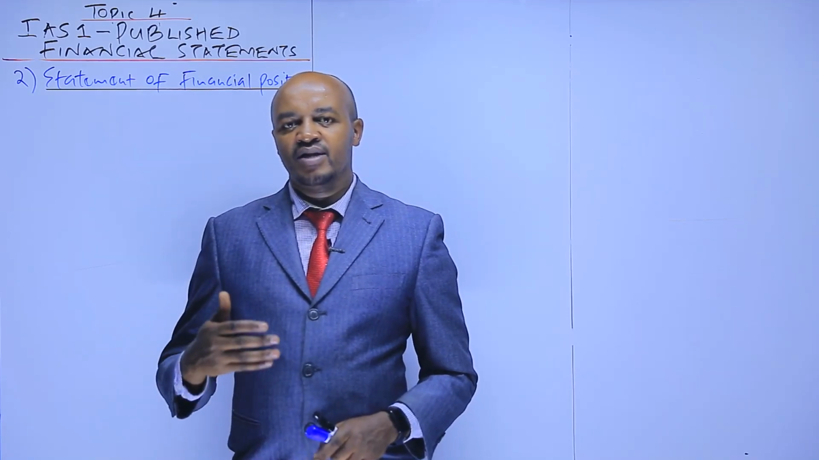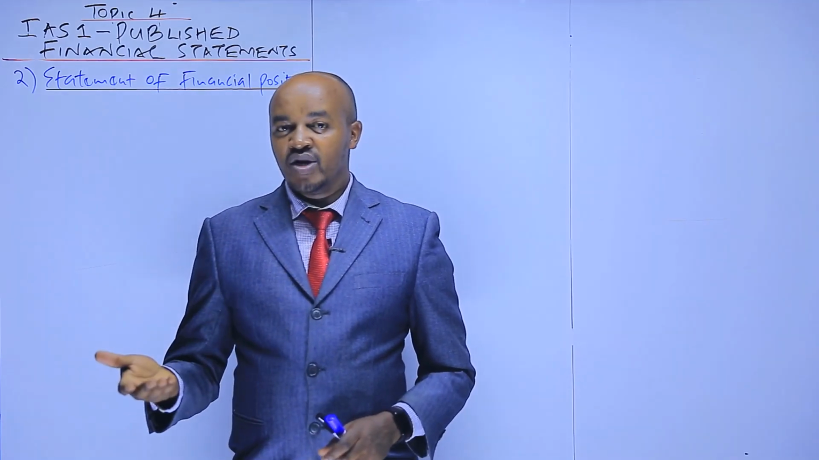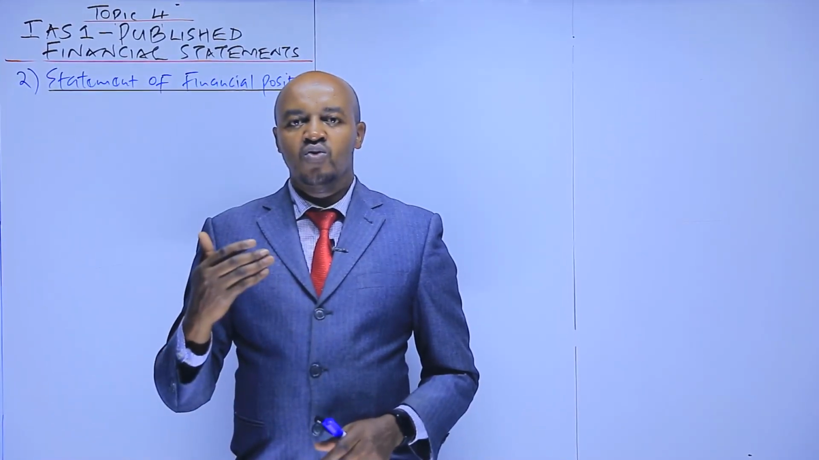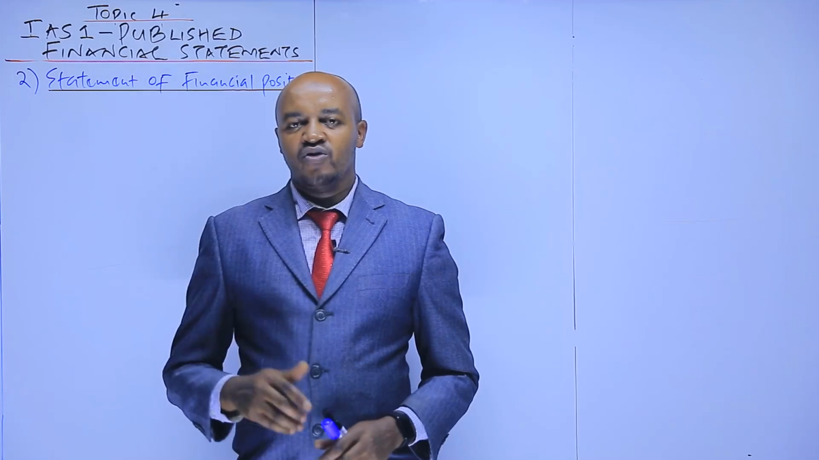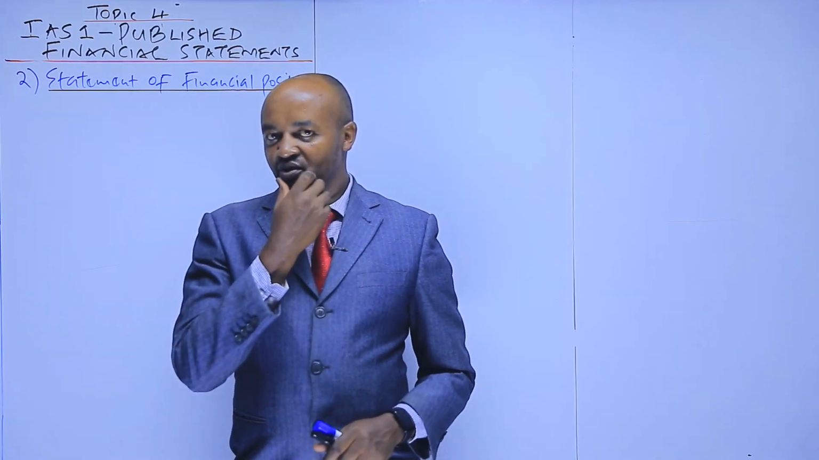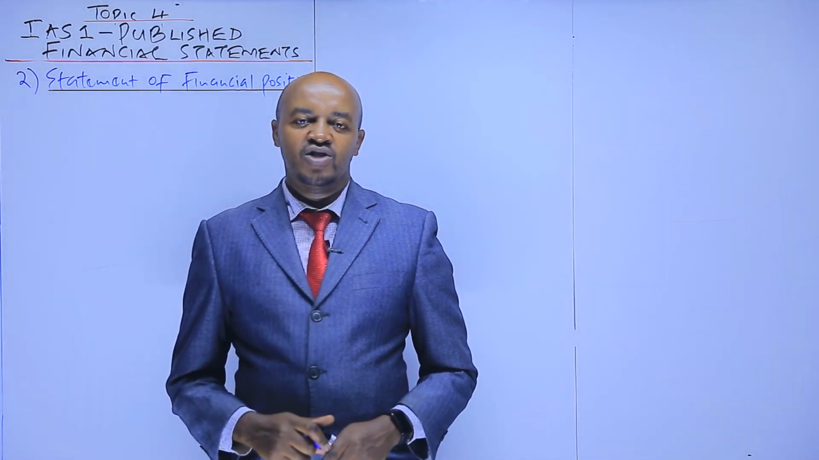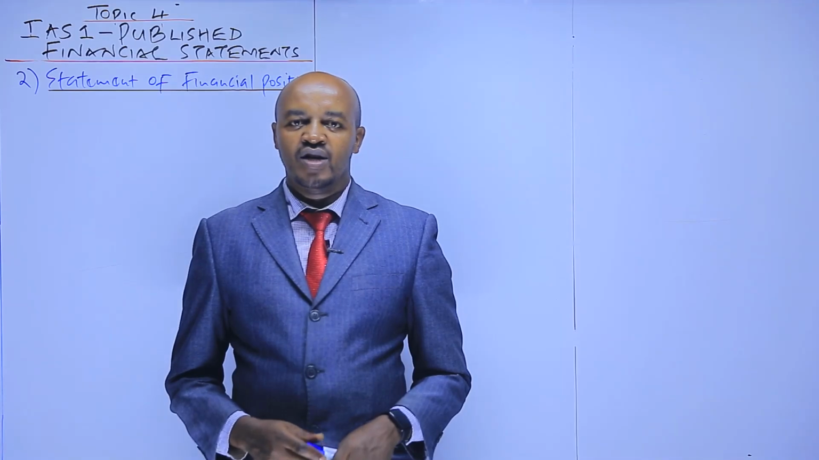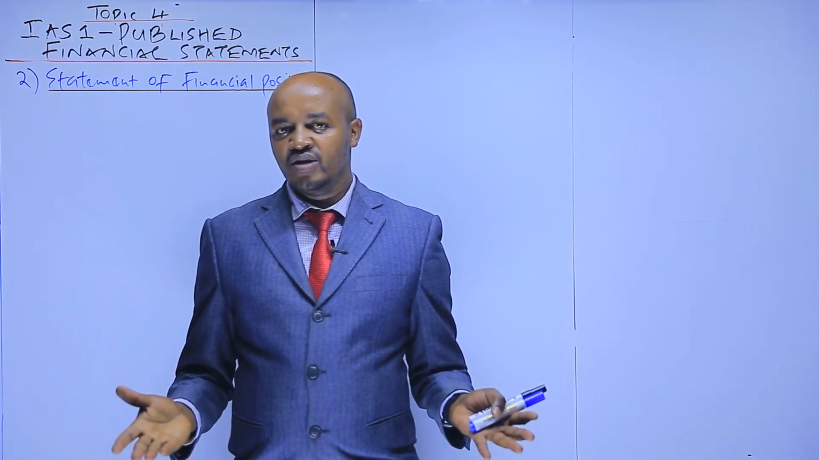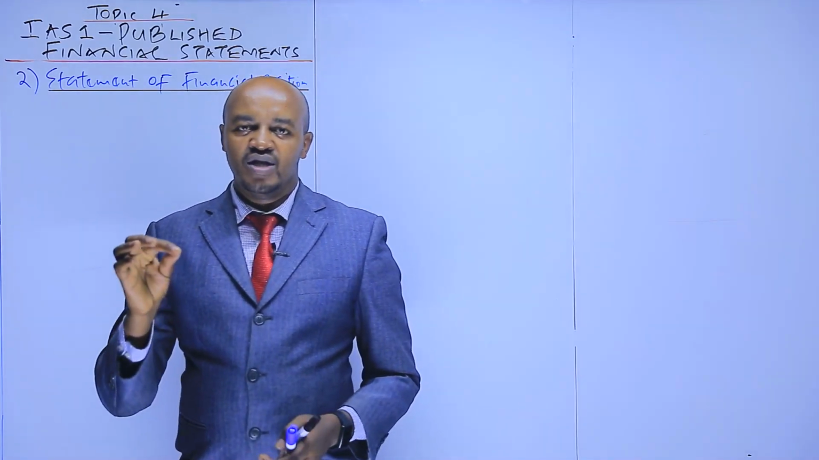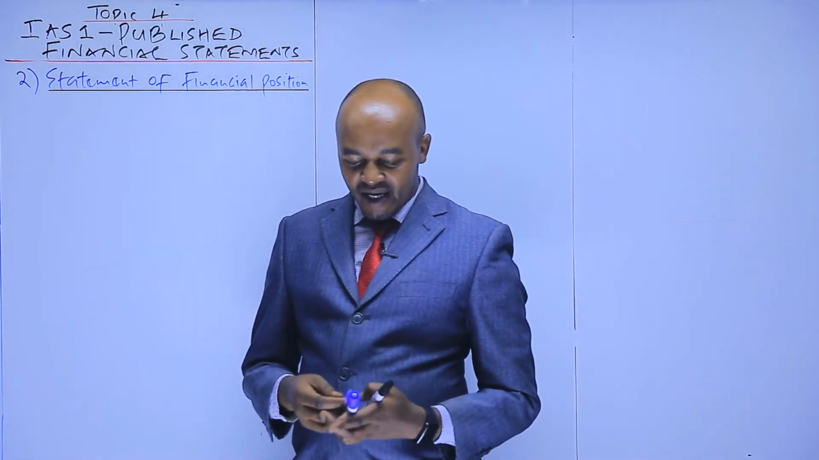So a company will prepare this to know the assets it owns at the end of the year, what its liabilities are, and also what the capital of the company is, or basically what the equity of the company is at the end of the year. Equally, when a statement of financial position is being prepared, it is prepared based on the famous accounting equation. The accounting equation states that assets are equal to what? Capital and what? And liability.